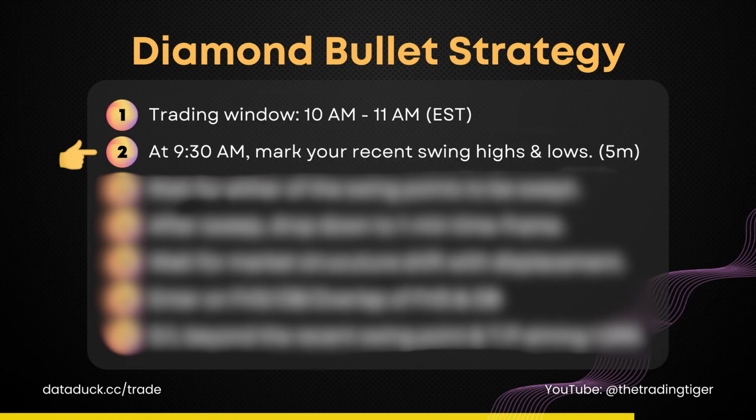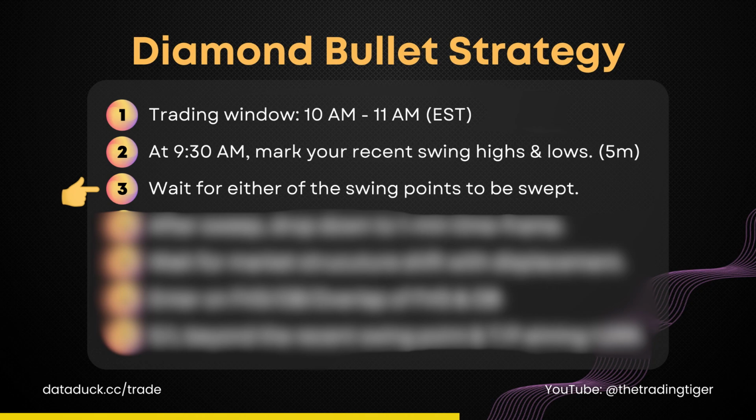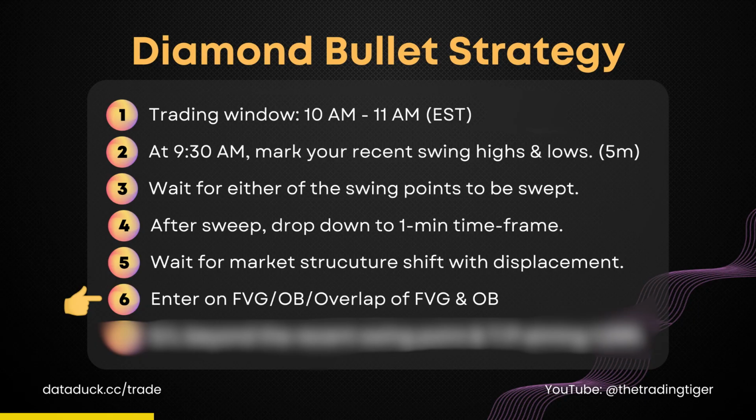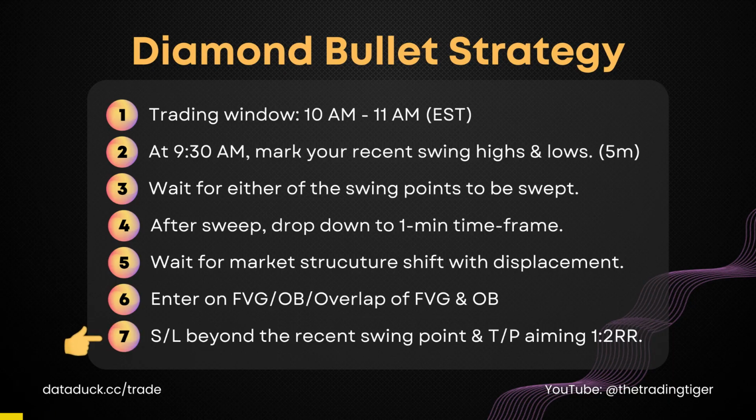Start by analyzing your charts at 9:30 a.m. New York local time, identifying recent swing highs and swing lows on a 5-minute time frame. Next, wait for one of these liquidity levels to be swept away, ideally before or during our trading window from 10 a.m. to 11 a.m. Following the liquidity sweep, patiently observe the market for a clear market structure shift, which should leave behind a fair value gap. When such a gap forms, take your entry, aiming for a profit target of 1 to 2 risk to reward ratio, while setting your stop loss just above the recent swing high.